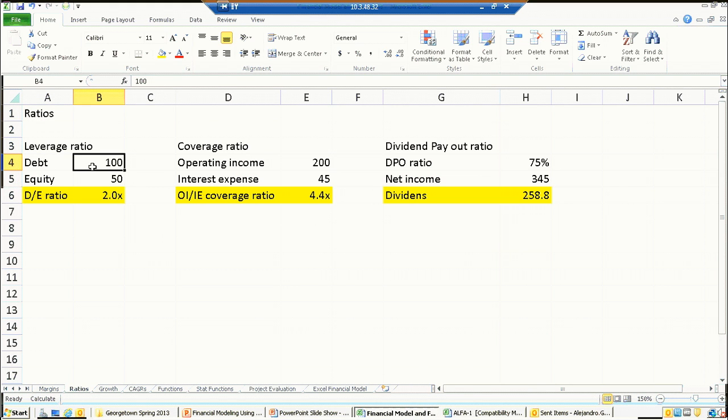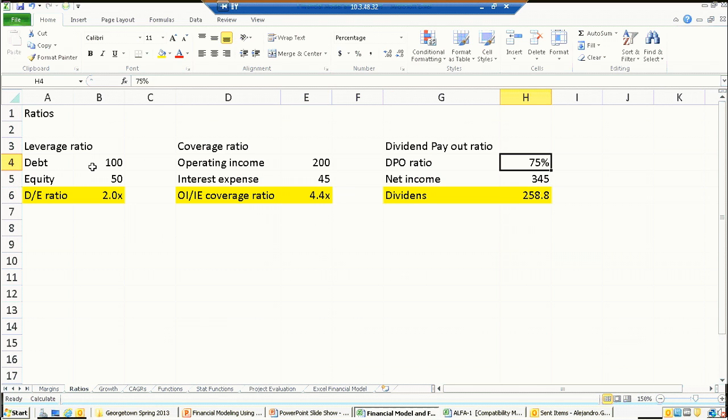If a company has 100 in debt, 50 in equity, the debt to equity ratio would be 2 times, one divided by the other. If we're looking at coverage ratios, if the operating income is 200 and interest expense is 45, then the operating income to interest expense coverage ratio is 4.4 times.